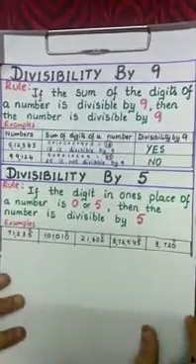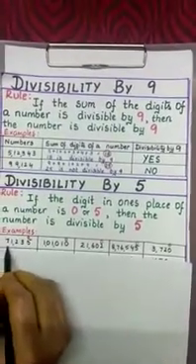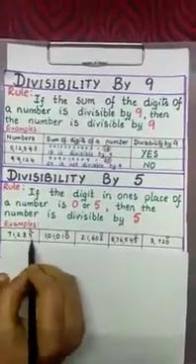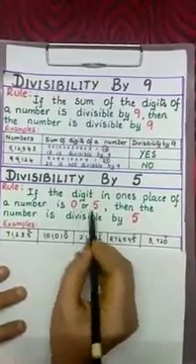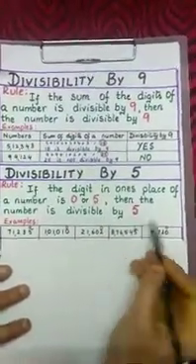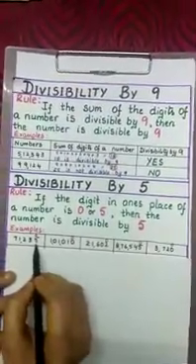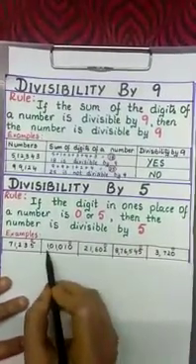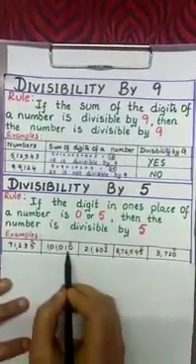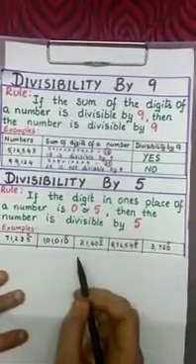Now here are some examples. First one, 71,235. You observe the digit in ones place. If you find either 0 or 5, then it is divisible by 5. If not, it is not divisible by 5. So the digit in ones place is 5. So hence it is divisible by 5. Next one, 1,01,010. The digit in ones place is 0. So hence it is divisible by 5.